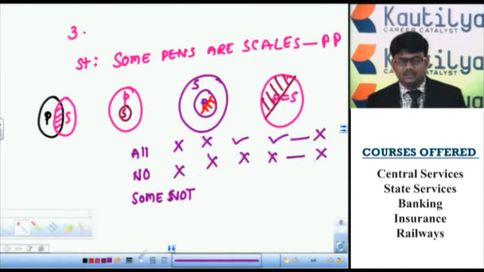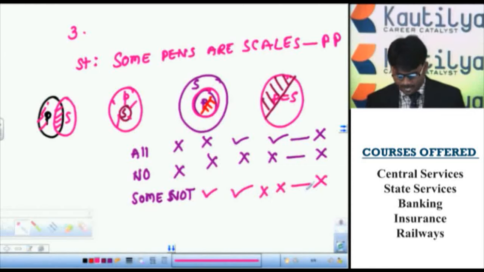Next is the "some not" conclusion, some of the pens are not scales. It is represented in the first one, and it is also represented in the second one. But in the third one, all of the pens belong to scales, so it does not exist in the third one, and in the fourth one also it does not exist. Overall it does not exist. That means there is no forward conclusion for the given statement.